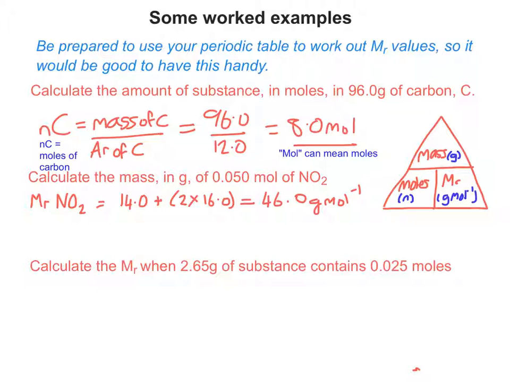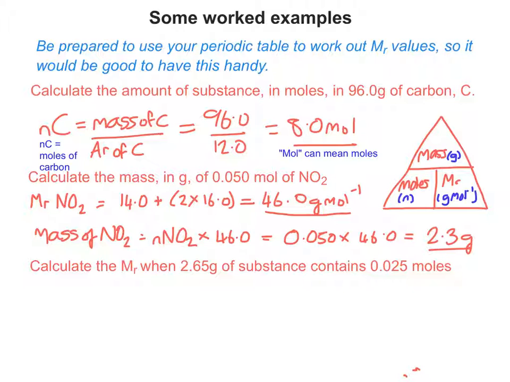So in the second one, my first job is to work out the Mr of NO2. So if you grab your periodic table, you'll see that nitrogen is 14 and oxygen is 16. So it adds up to 46.0, and I write grams per mole to the minus 1 next to it. And I also underline each key stage in my calculation. So the mass of nitrogen dioxide in 0.05 moles is the number of moles, which is 0.050 times 46 equals 2.3.